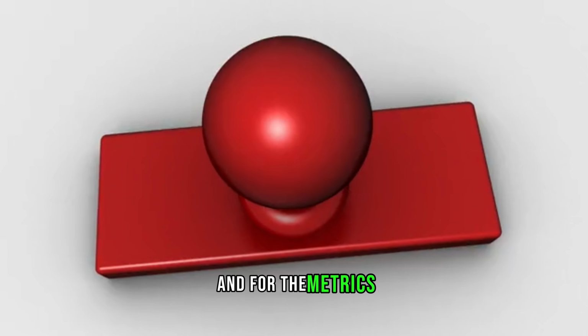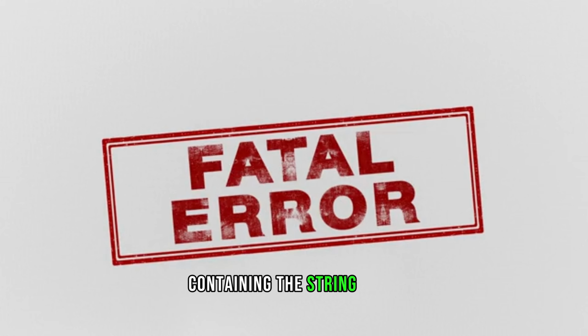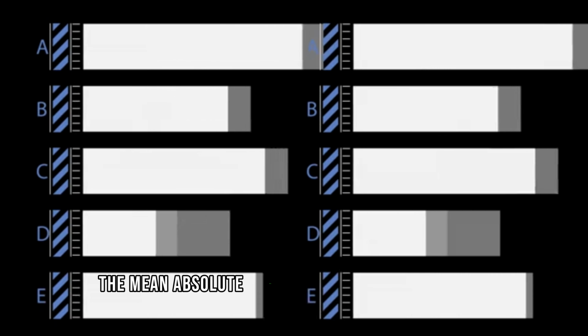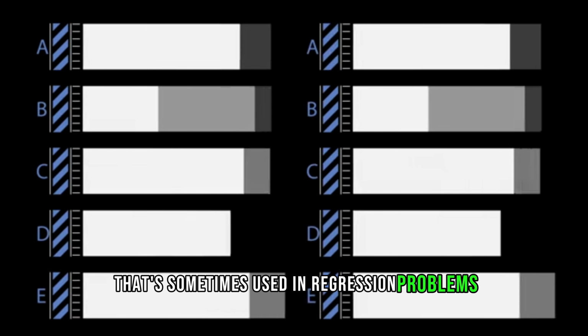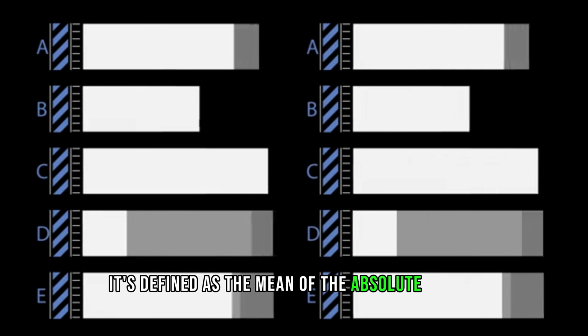And for the metrics, we're going to use a list containing the string MAE, which stands for mean absolute error. The mean absolute error is another loss function that's sometimes used in regression problems. It's defined as the mean of the absolute errors.